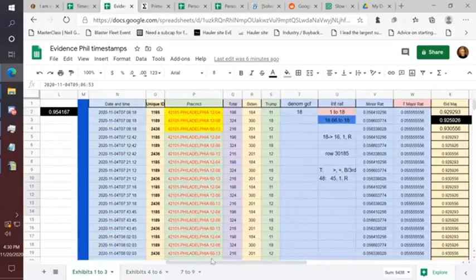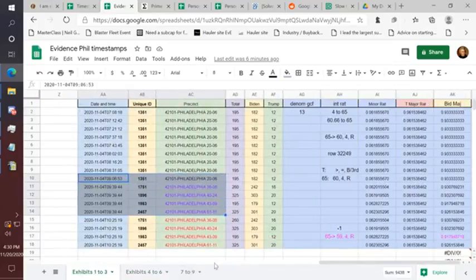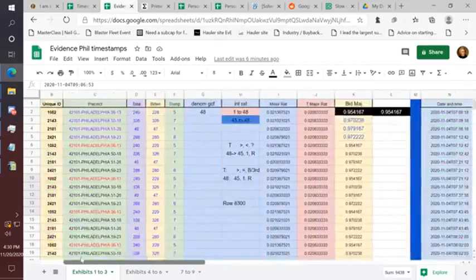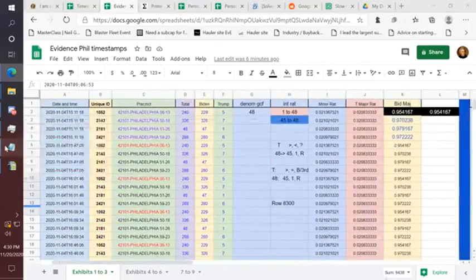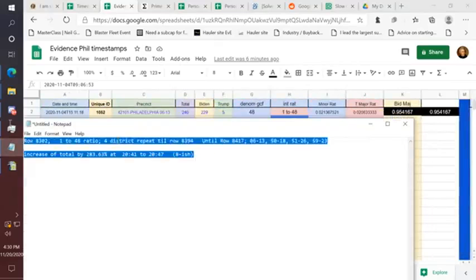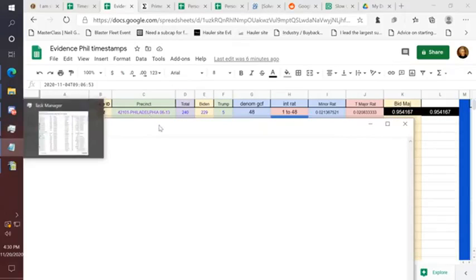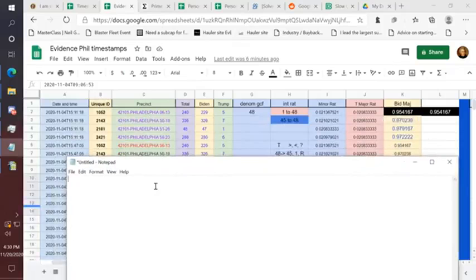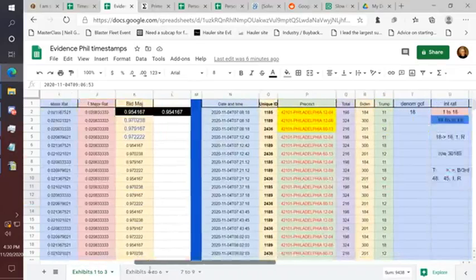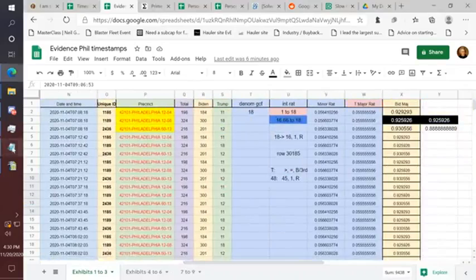Let me explain how I think this whole system works. So let's just take the ratios we see here. We're going to write them down. 1 to 48. 1 to 18.